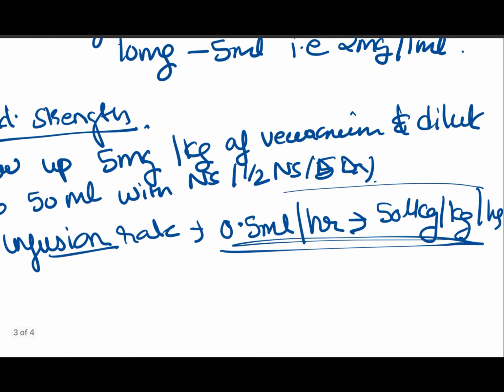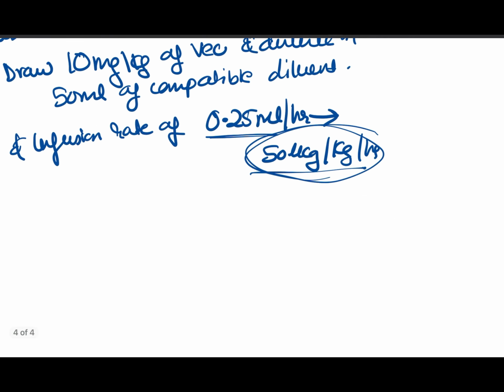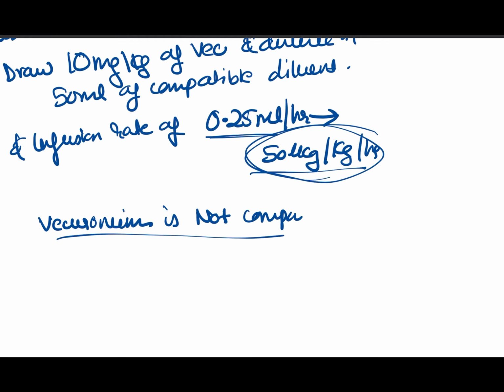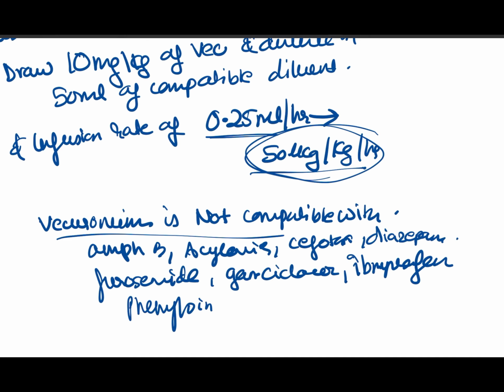If you can see, there was 0.5 ml per hour for 50 microgram per kg per hour. Now we have 0.25 ml per hour for 50 microgram per kg per hour. So if a baby has PDA or is in fluid overload, you want to give Vecuronium, but you want to decrease the fluid so that more nutrition or something else can be given. In that case you will give the fluid-restricted dosing. And just a word of caution, Vecuronium is not compatible with the following medications, so do check before administering.